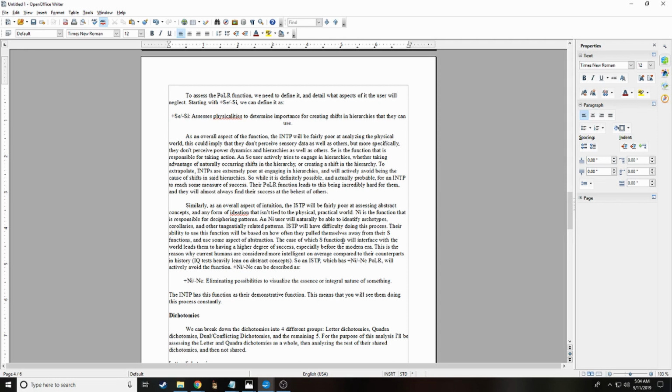These S functions, which interface with the world, lead them to having a higher degree of success, especially before the modern era. This is the reason why current humans are considered more intelligent on average compared to their counterparts in history. IQ tests heavily lean on abstract concepts. So an ISTP, which has positive NI with negative NE as a polar function, will actively avoid the function. So going over this a little bit further, the ISTP will innately find success in using the rest of the functions, which they are going to be strong at, in interfacing with the world.